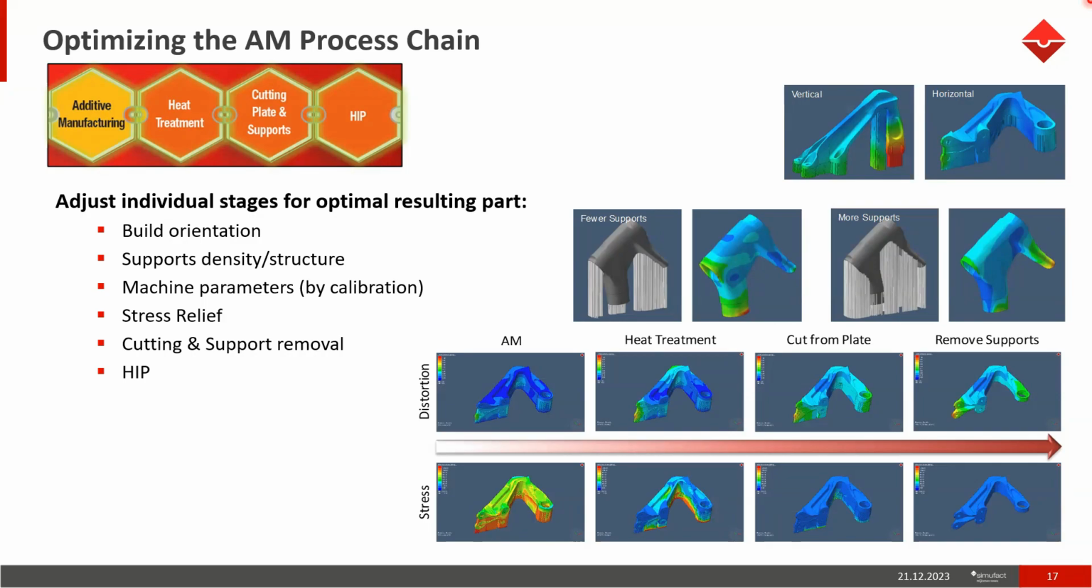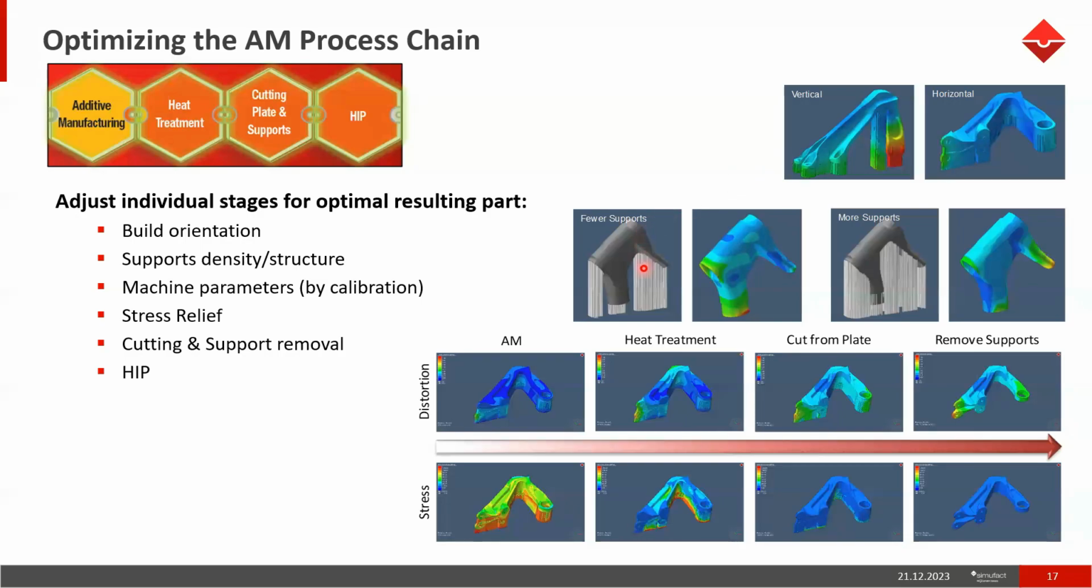If you are building the part vertically, we can see it has some sort of distortion which is happening here. That can be avoided if you are building the same part in a horizontal position inside the machine. So these kinds of things we can simulate and check before we actually go for part manufacturing.